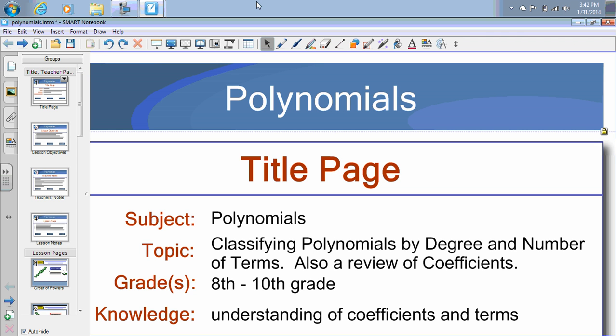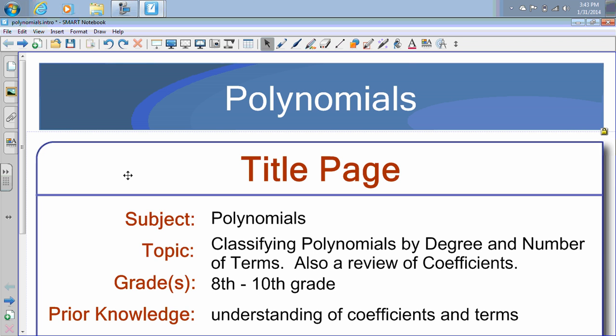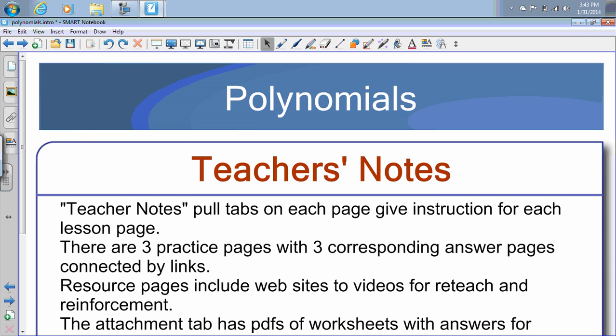Okay, this is an introduction to polynomials. You'll need to get to your textbook, the chapter that I told you. And we're going to begin classifying polynomials by degree, number of terms, and just kind of a review of coefficients.